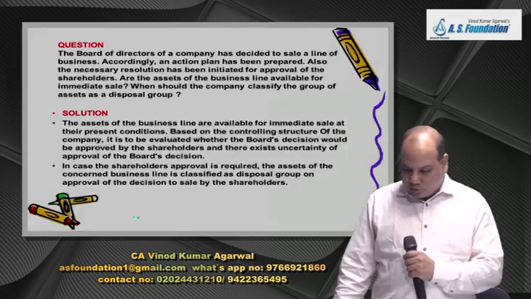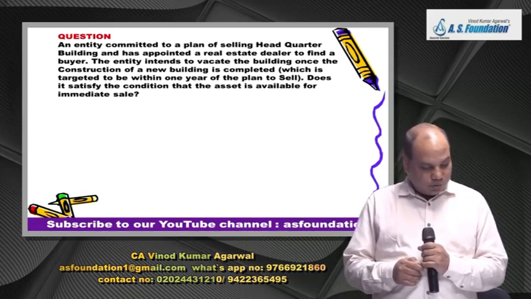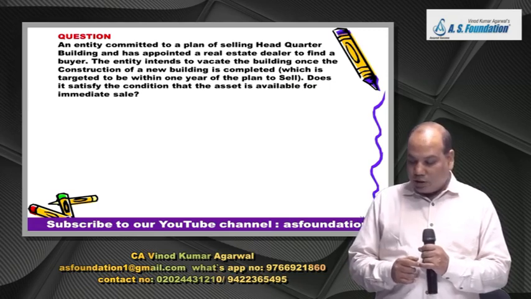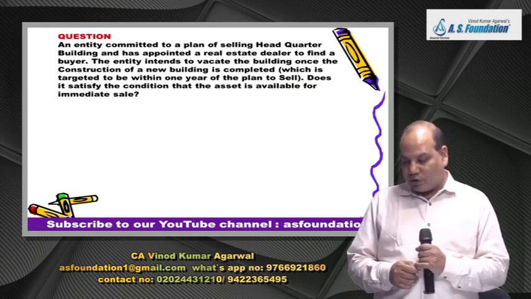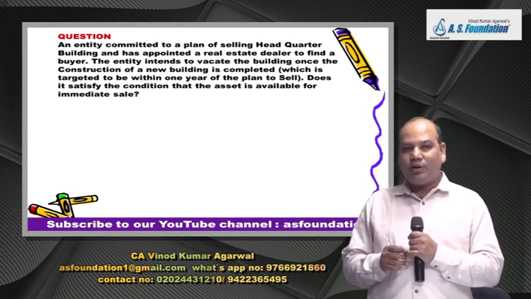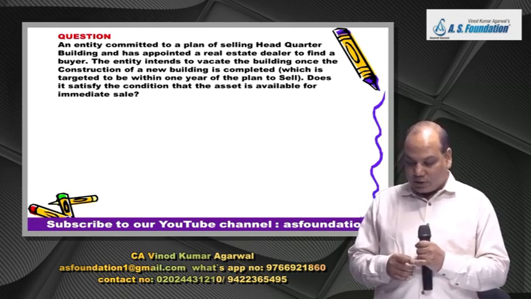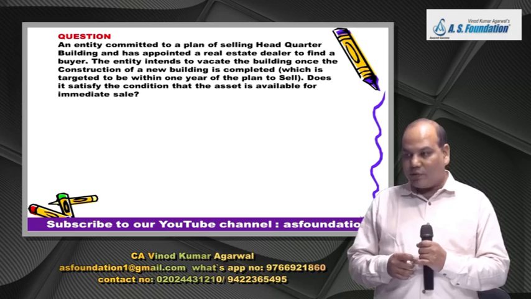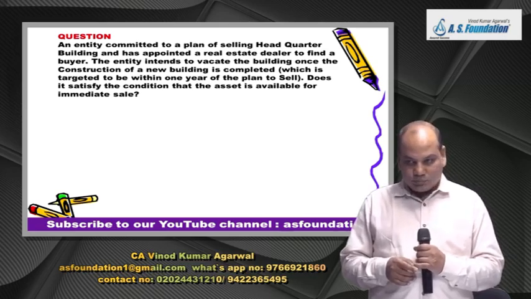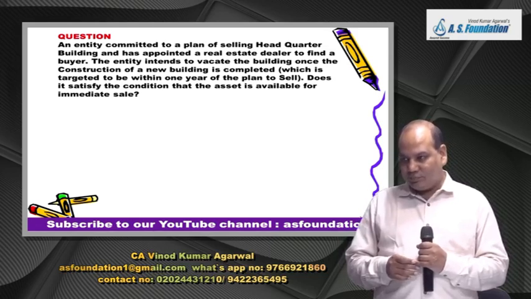An entity is committed to a plan of selling its headquarter building, and has appointed a real estate dealer to find a buyer. The entity intends to vacate the building once the construction of a new building is completed, which is targeted to be within 1 year of the plan to sell. Does it satisfy the condition that the asset is available for immediate sale? No. Why?